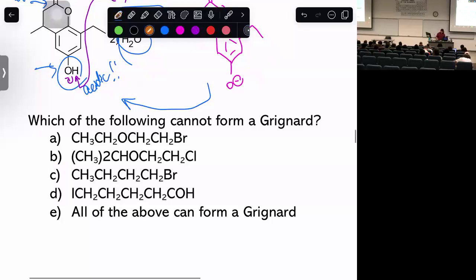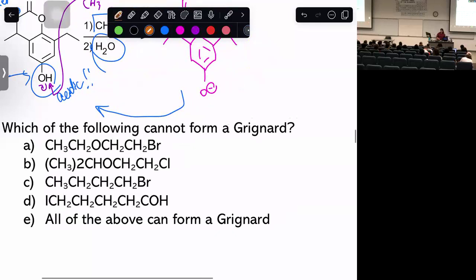Okay, so in this case, why did we choose D? Simple as that. This guy is the only one that has an alcohol group. Grignards is very, very picky. If you have anything acidic at all, it's not going to do a reduction. So yeah, it's going to be D. In option A, what functional group do you see? Ether. Yes.